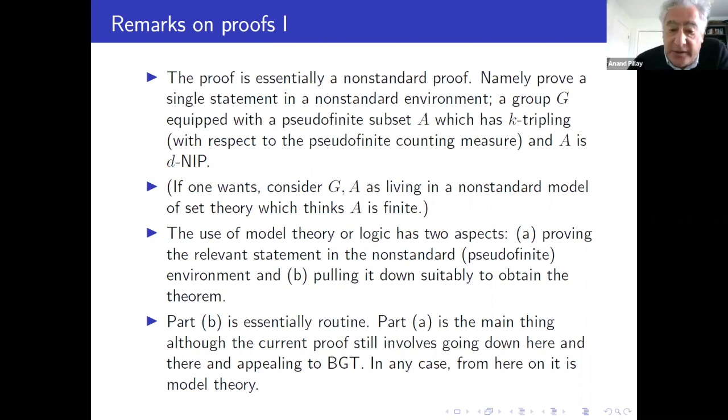So part A is the main thing, and that main thing is proving the relevant statement in the non-standard model, which is a model-theoretic argument. But our current proof still involves a little bit of going down here and there and appealing to BGT. So in some sense, it's not a totally kosher model theory argument, if you don't mind me mentioning the word kosher at this point. It means we appeal to BGT and ultraproducts, which is more or less going down.